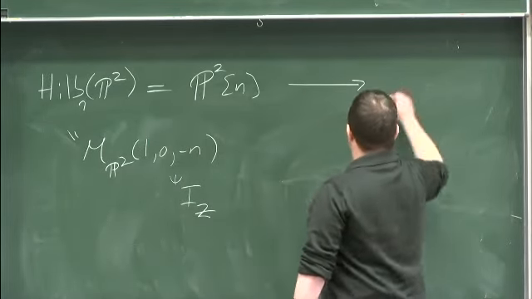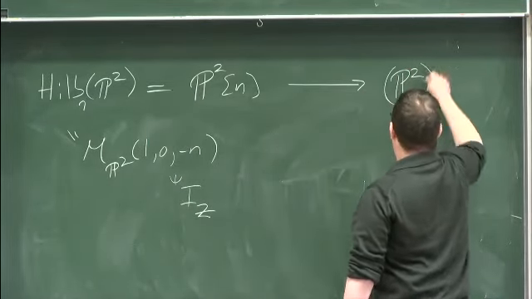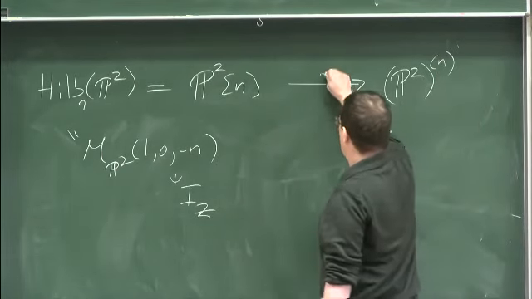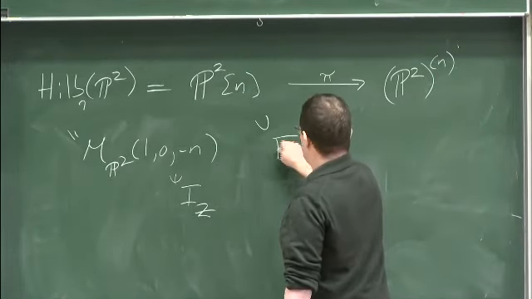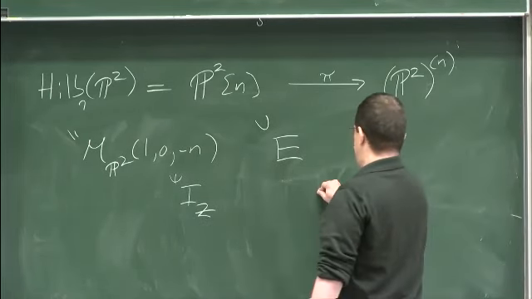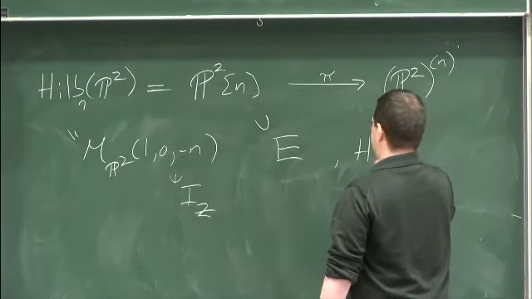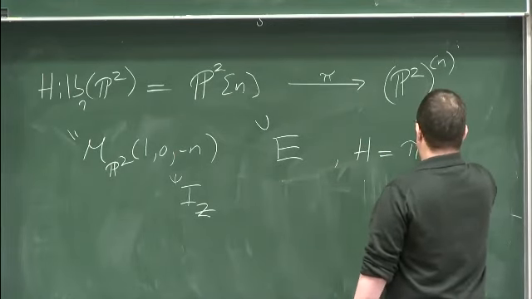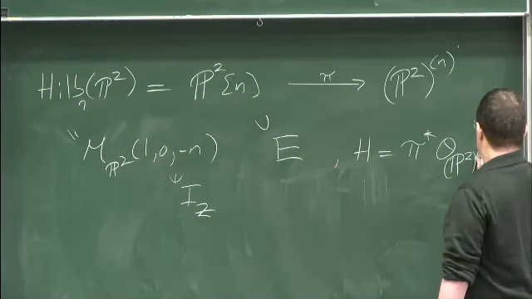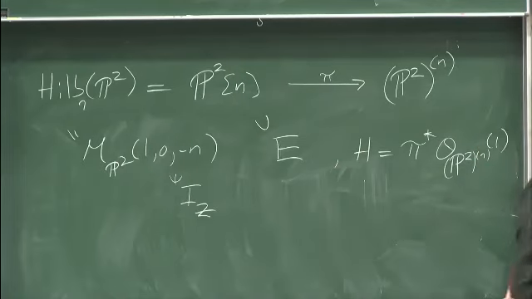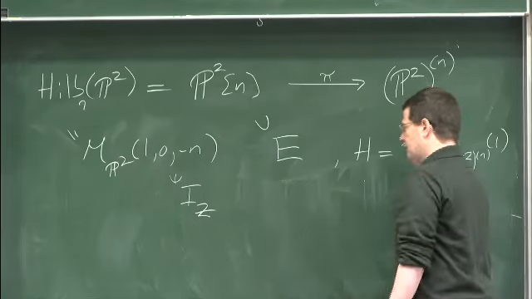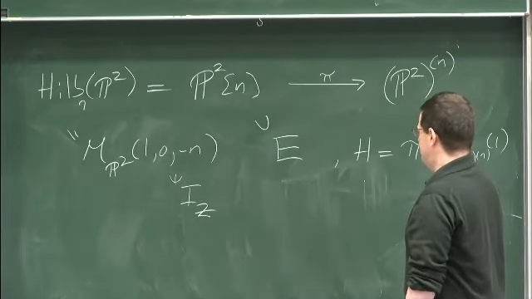The Hilbert scheme has a map to the nth symmetric power, and this gives me an exceptional divisor for the map, E. It also gives me a class which I'll call H, which is pi upper star of the symmetrized O1. These generate Picard over Q.